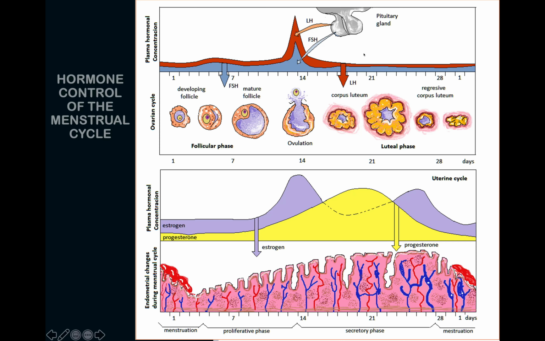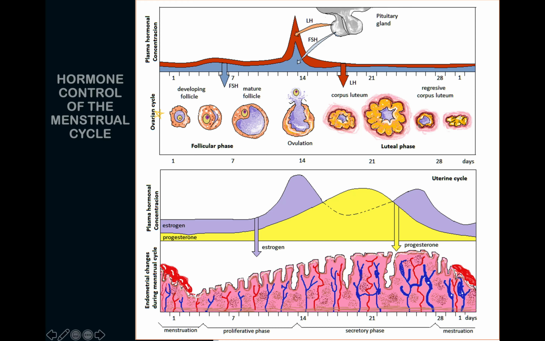The first section highlights the gonadotropic hormones from the pituitary gland. FSH and LH, children, are known as gonadotropic hormones. Why? Because they stimulate the gonads, which are the sex glands.